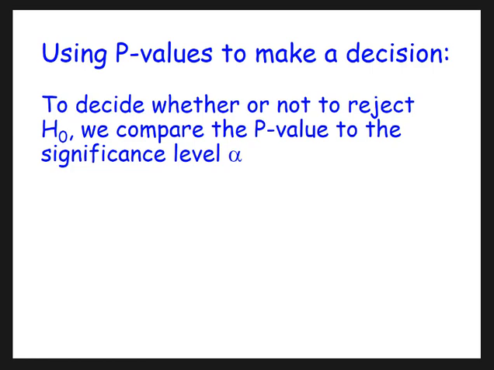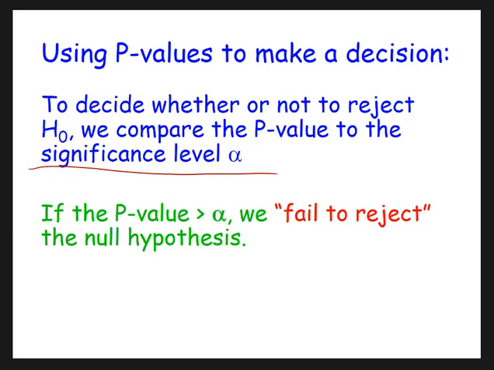So to decide whether or not to reject H0, we simply compare the p-value to alpha, our level of significance. If the p-value is less than alpha, we will reject. If the p-value is greater than alpha, we fail to reject.